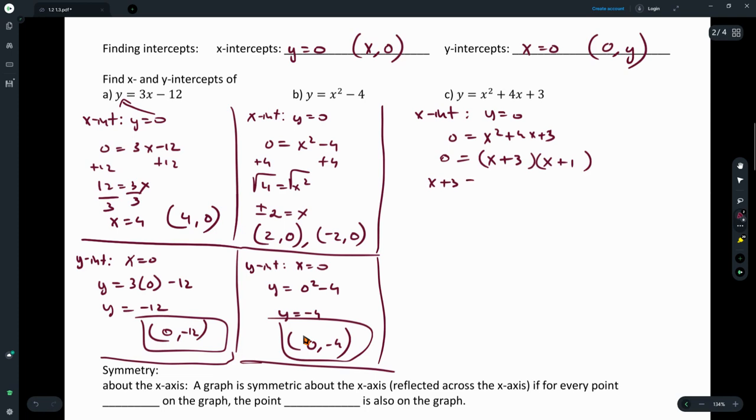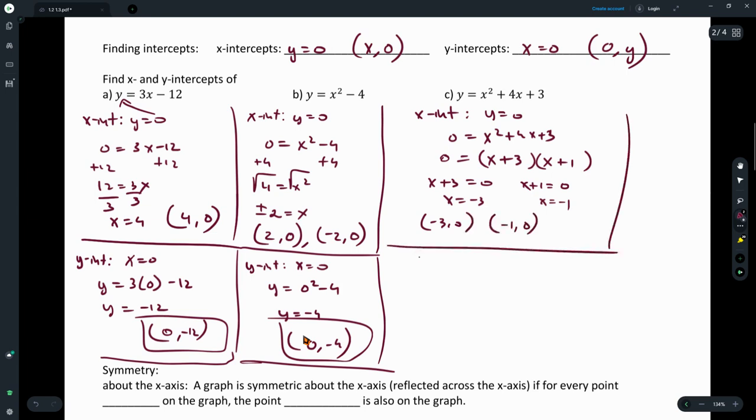So I get that. So zero product property. There you go. So x is equal to -3. X is equal to -1. The two x-intercepts would be -3, 0, and -1, 0. And then the y-intercept is when x is equal to 0. I put 0 for x, right? 0 squared plus 4 times 0 plus 3, which gives me 3. So 0, 3 is my y-intercept.